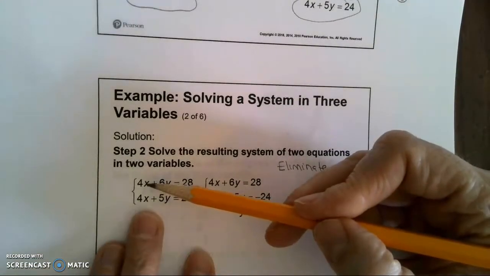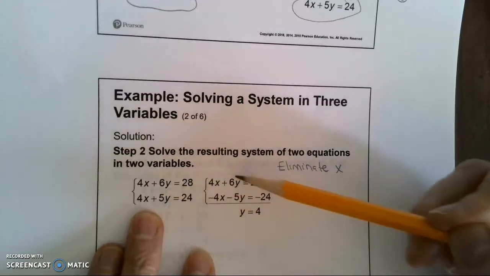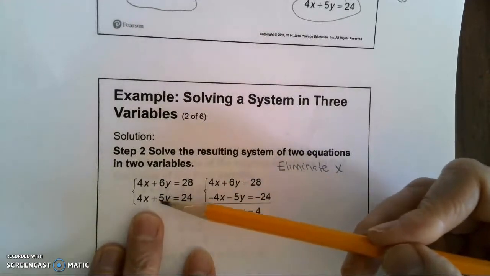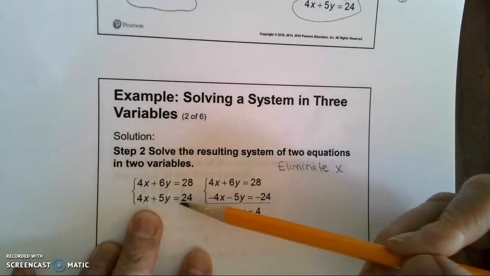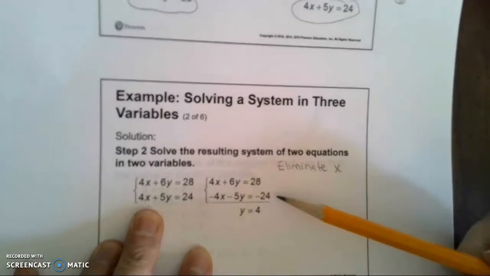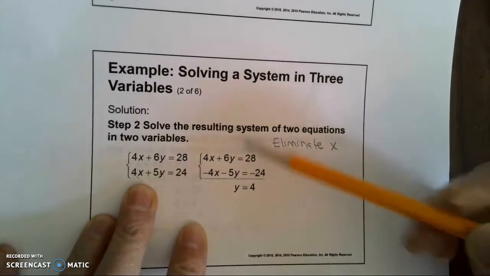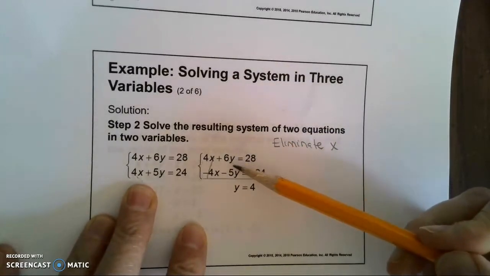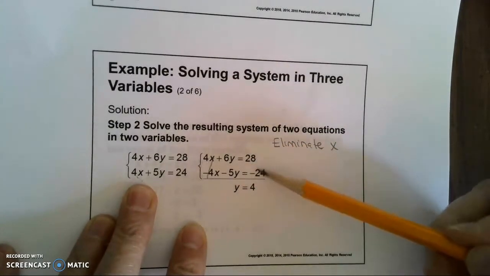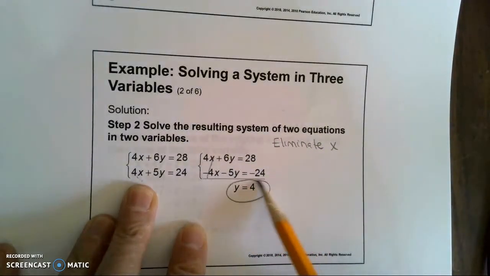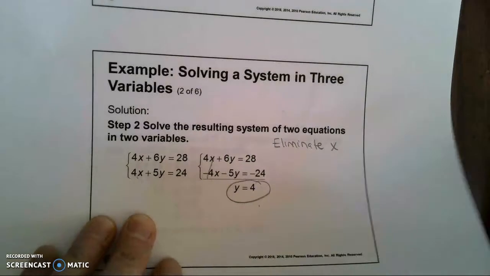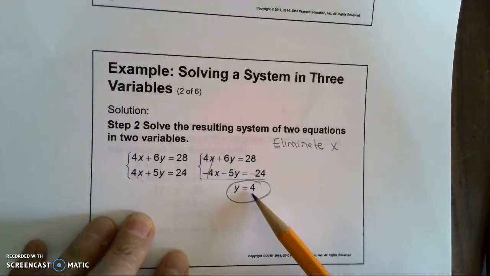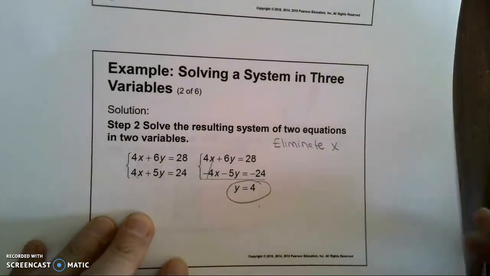They eliminated x. They wanted these to be opposites, so they rewrote this equation, and they took this equation times -1 to make that -4x. So I take -1 times this equation to get this equation right here. When I add these together, the x's cancel out, and I get y is equal to 4. Now we have one of the variables, y. Now we have to go back and find the other ones. So what I want to do is plug this back into one of these equations and find x. I'll show you that on the next page.